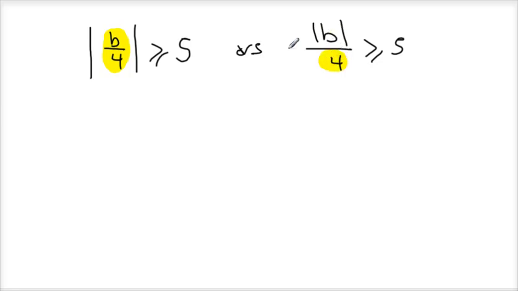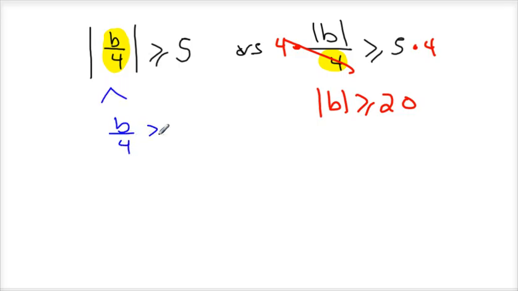So here is one of the examples where you would clear the 4 first and then say, okay, now you have the absolute value of b is greater than or equal to 20. Where here you would just go right into the breakup and say b over 4 is greater than or equal to 5 or less than or equal to negative 5, because this is in the absolute value.